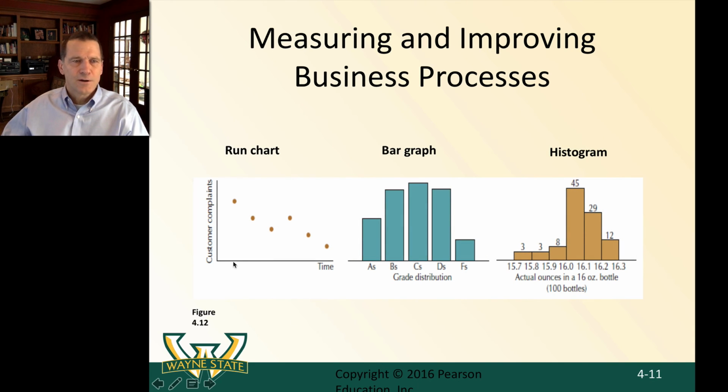Here's a run chart. So customer complaints spread across time. Basically, a simple graphical representation that tracks changes in a key measure over time. Here's a bar graph. Bar graphs are graphical representation of data that puts things into categories. So if we have an A, B, C, D, E, F, right, and just distribute what's going on with grades right there, right, in a classroom. Bar graphs are an easy way to see those things.